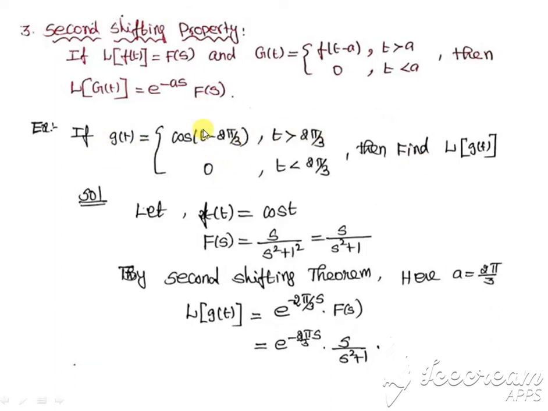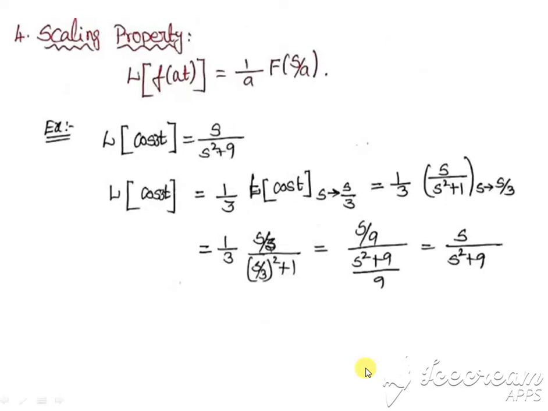Just compare these two, the property and this problem. Instead of a here we have 2 by 3, and instead of f of t we have cos t. So first we have to find the Laplace of f of t, which is s by s squared plus 1. Then by the second shifting property, simply multiply by e power minus as. The a value here is 2 by 3, so e power minus 2 by 3 s into F of s. Replace F of s by s by s squared plus 1.